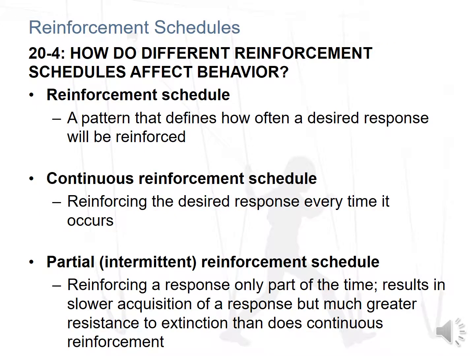One of the things that's challenging is schedules of reinforcement when it comes to operant conditioning. The reinforcement schedule is a pattern that defines how often a desired response will be reinforced. A continuous reinforcement schedule involves reinforcing the desired response every time it occurs. A partial or intermittent reinforcement schedule involves reinforcing a response only part of the time, which results in a slower acquisition of a response, but much greater resistance to extinction than does continuous reinforcement.